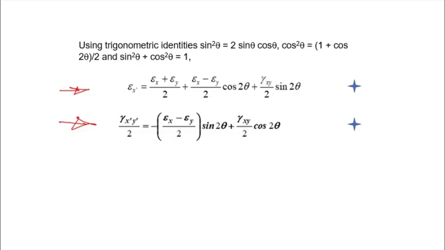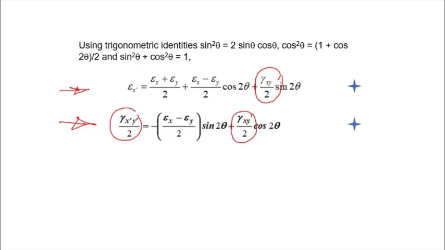Okay? So we have strain x prime is equal to epsilon x plus epsilon y over 2 plus epsilon x minus epsilon y over 2 cos 2 theta plus gamma xy over 2 sine 2 theta. And similarly for gamma x prime y prime over 2. So if you look carefully at these two equations and compare them to the stress equations, the only difference apart from changing stress into strains will be this thing here. In our stress equation it is tau xy, but in strain it is half. Similarly for this one and for this one, right? The rest of the equation is very similar to stress.